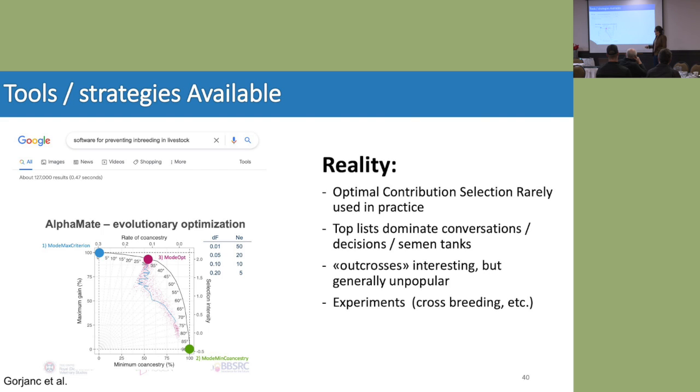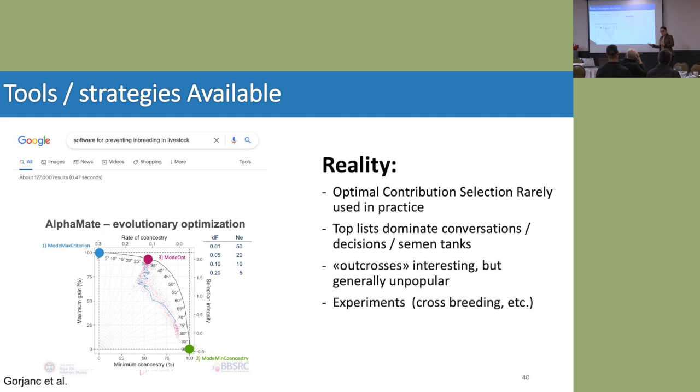And lots of my colleagues work on something called optimal contribution selection, where you're trying to find that ideal spot between genetic diversity and genetic gain. There's lots of programs. AlphaMate is one of them that came out of the Roslin Institute. The Australians have done lots. Everybody has these programs that you can use.